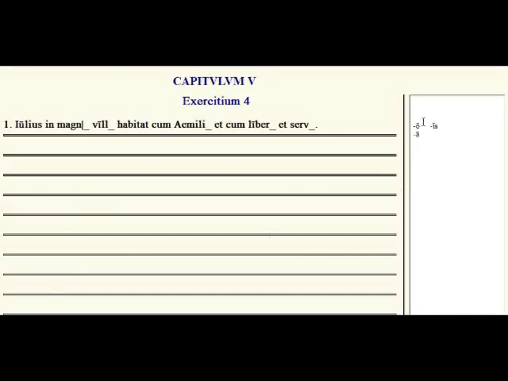Here we have ablative again, -o and -is, and then -a. So ablative singular, -o, like servo, cum servo, and -is, cum servis. -a would be like ancilla, cum ancilla, with the slave girl, and -is is the same for -a. So it's -a and -is in the plural, so it would be cum ancillis. So let's give this a try. Julius in magna villa habitat. Julius lives in a large house, singular. Cum Aemilia, singular. Et cum liberis et servis, all plural.